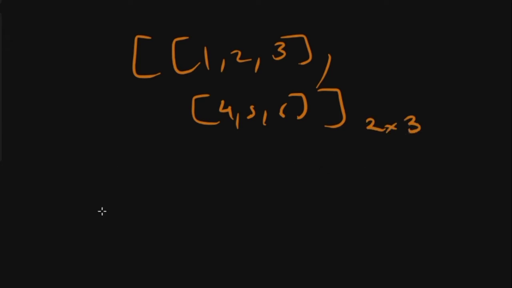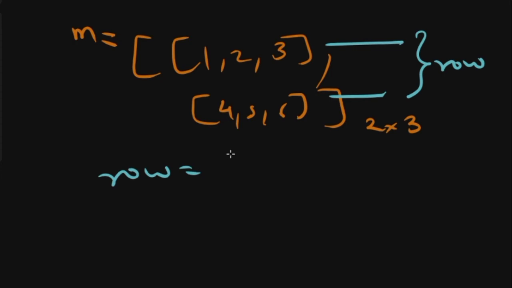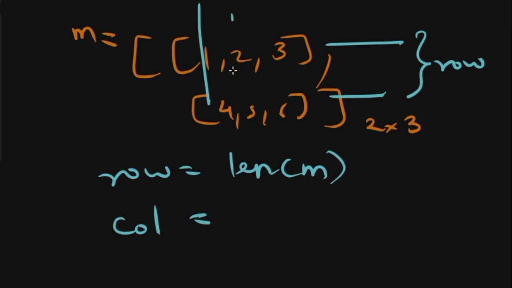If I say this is the M matrix and I calculate the length, length will calculate the number of lists present. Here is one list, here is two lists. So this represents the row number. So row is equal to the length of the list directly. But now I have to calculate the column. Column is basically the number of elements present in the inner list.